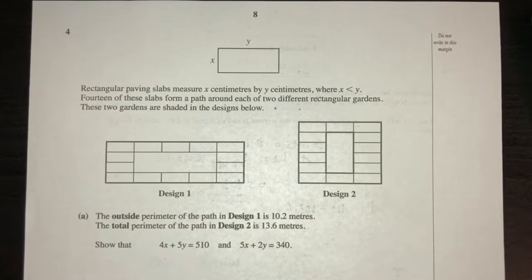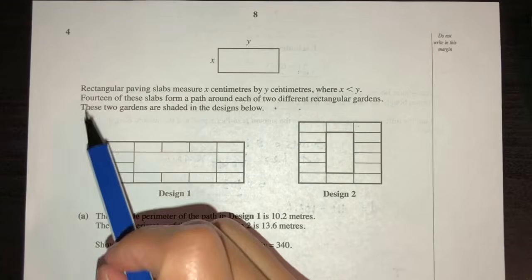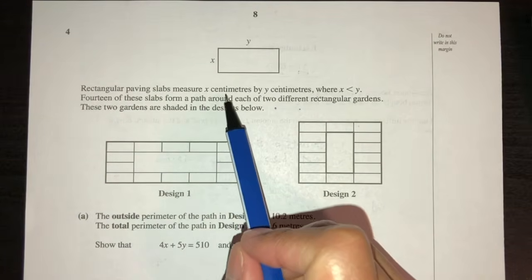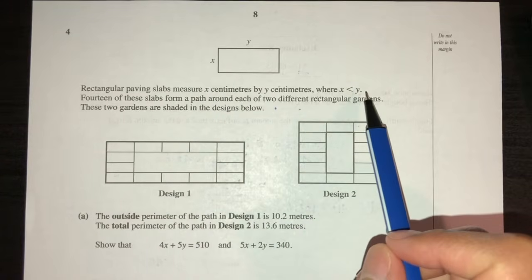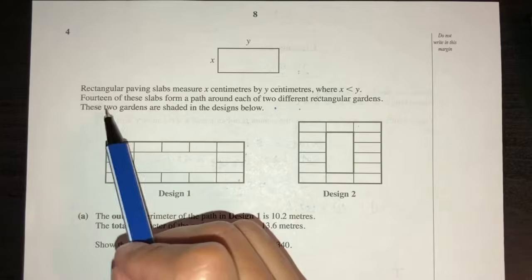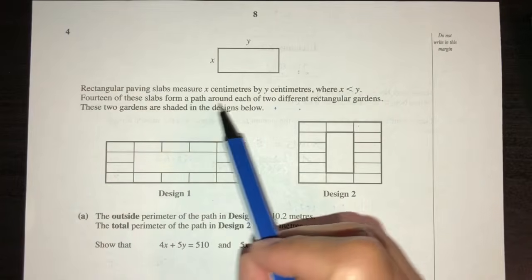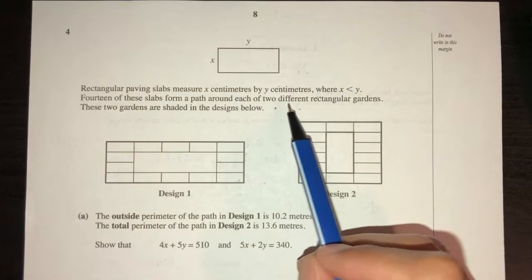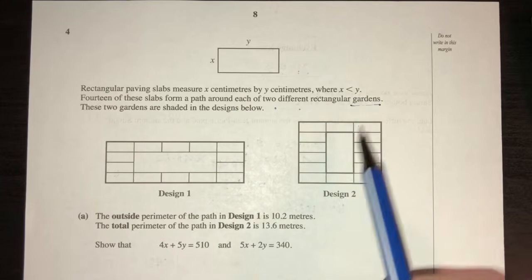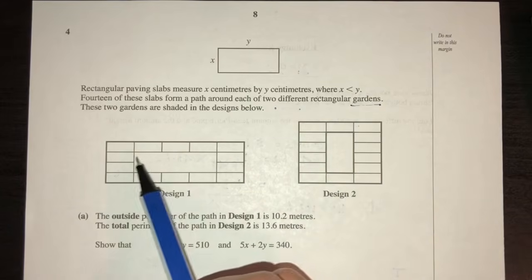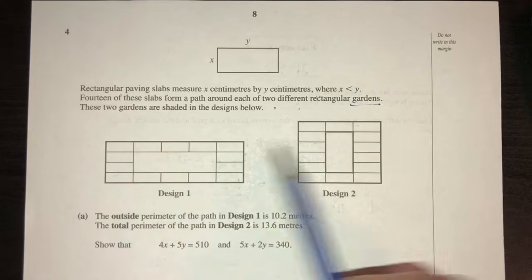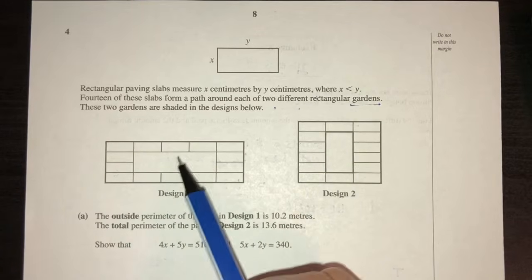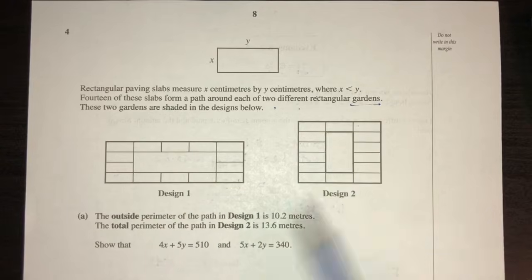Let's move on to question number 4. Rectangular paving slabs measure x centimeters by y centimeters, where x is less than y. Now 14 of these slabs form a path around each of the 2 different rectangular gardens. As you can see, here we have 1 and here we have 2 of them. Usually in the question you will see this part shaded and this part shaded as well.